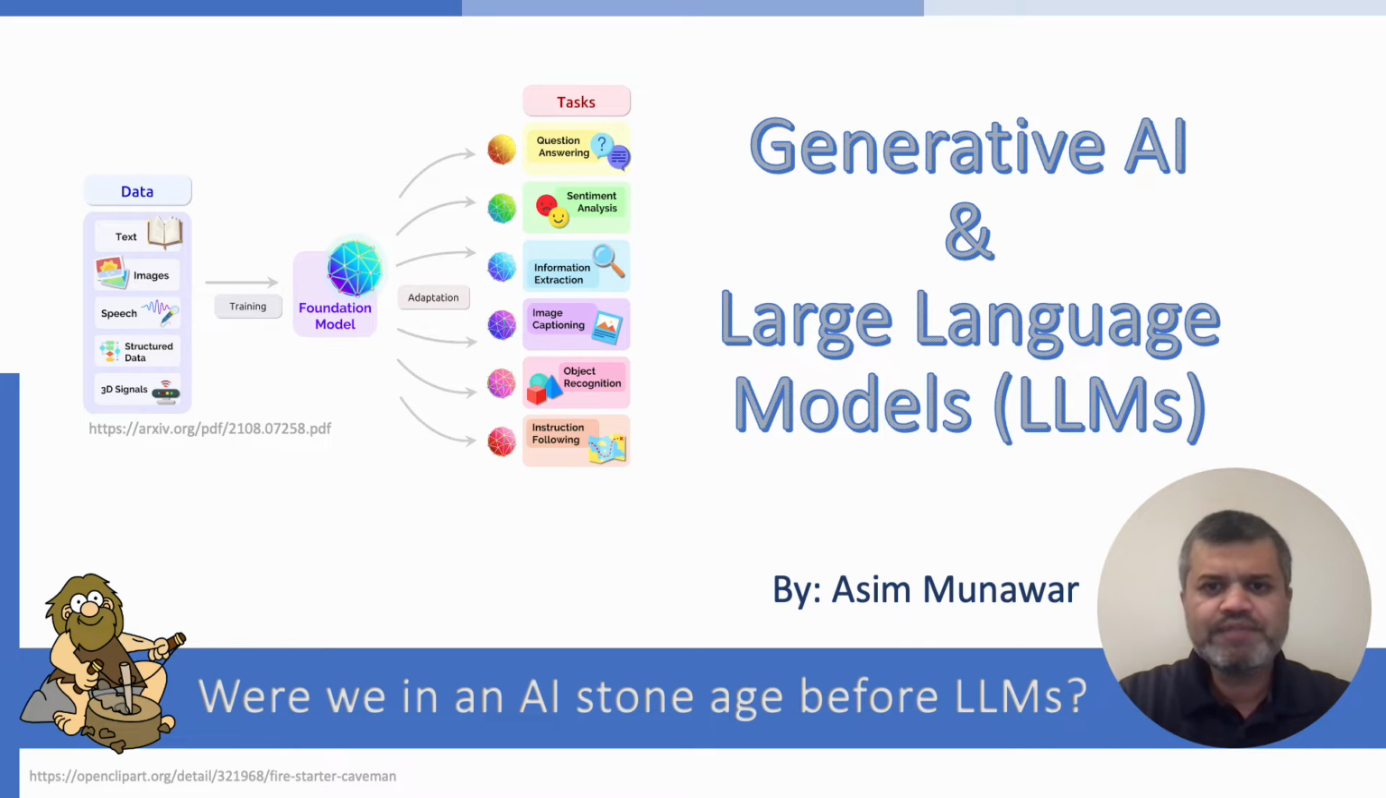Yeah, hi everyone. So today I'll be talking about generative AI and large language models. We have seen a lot of large language model applications over the past 1 year, and that all started after ChatGPT. I'll talk about what large language models are, what we can do with them, what their limitations are, and also, another very important question that I would like to answer is: were we in an AI stone age before large language models?